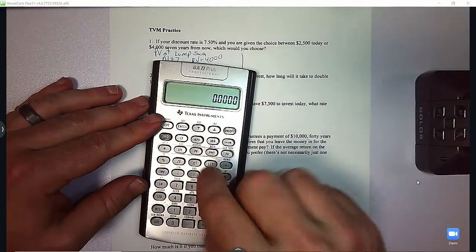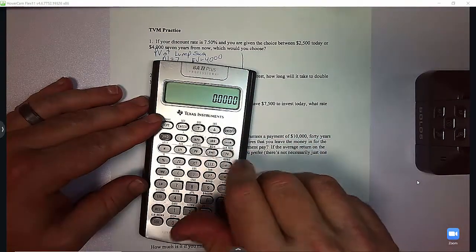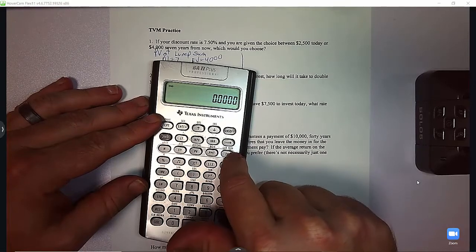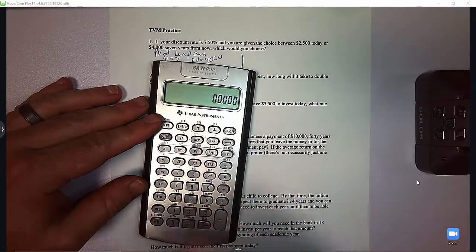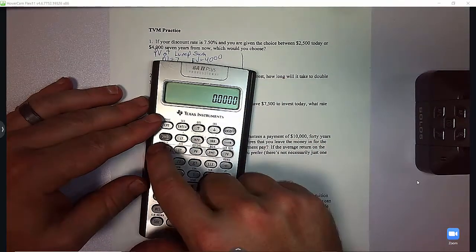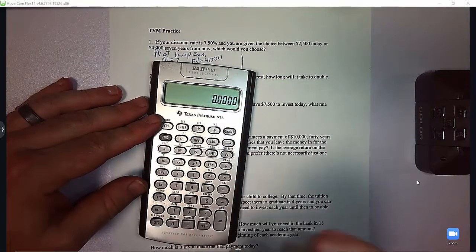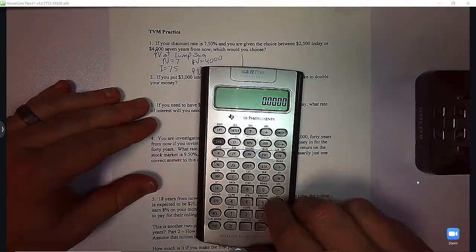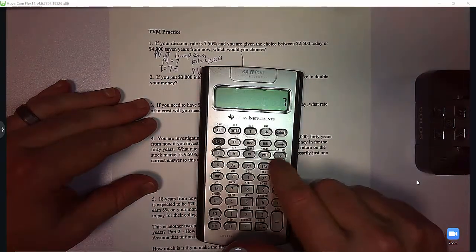And now the last thing I'm going to do is clear out all my time value of money variables. So I press second and future value, and above that you can see clear CLR TVM. That's going to clear everything out and make everything along this line equal to 0. So I'm going to put my inputs in now. My N is equal to 7, so I press 7 and then N.